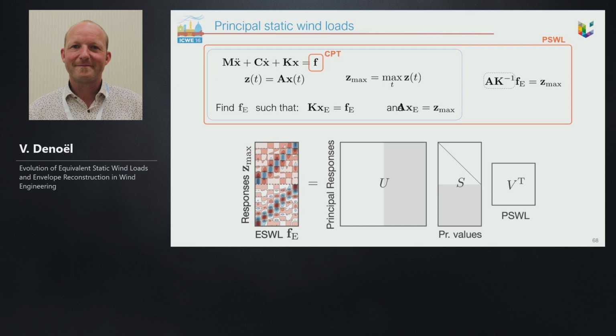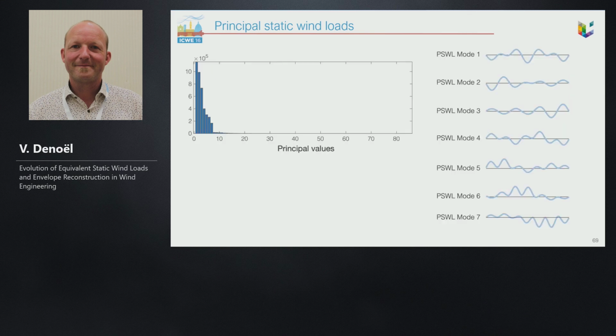And if you do this decomposition, then again, same story. You have principal values, which are ranked from the largest to the smallest on this diagonal here. So you could keep only the first few ones, those that are interesting. For each principal value, there is a principal load, so a distribution of forces. And for each distribution of forces, there are responses. So displacement here and bending moments.